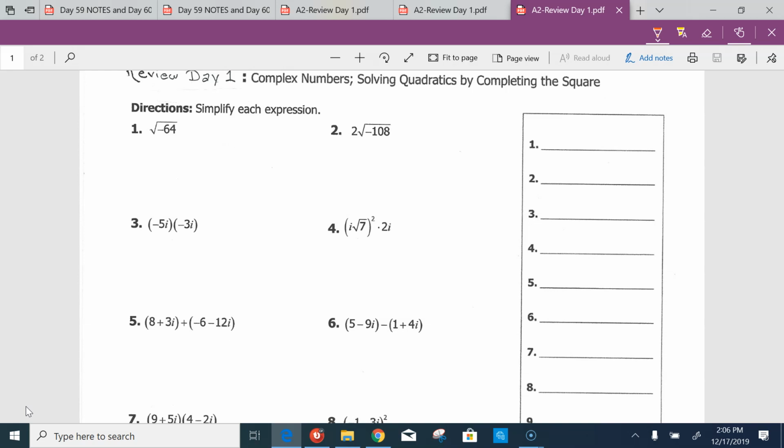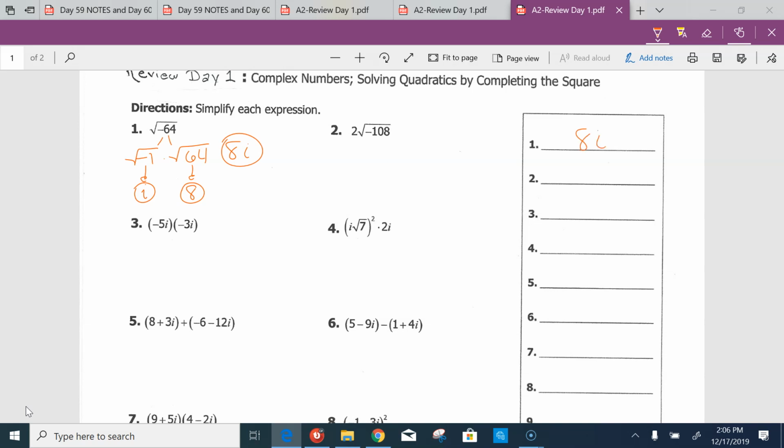The square root of negative 64. You can't have the square root of a negative number, so you break it up into the square root of negative 1 times the square root of the positive version of the number you want. We know the square root of negative 1 is going to be i, so that's part of our answer here. The square root of 64 in this case is going to be positive 8. So what we get here for our answer is going to be 8i. Put that right over here.